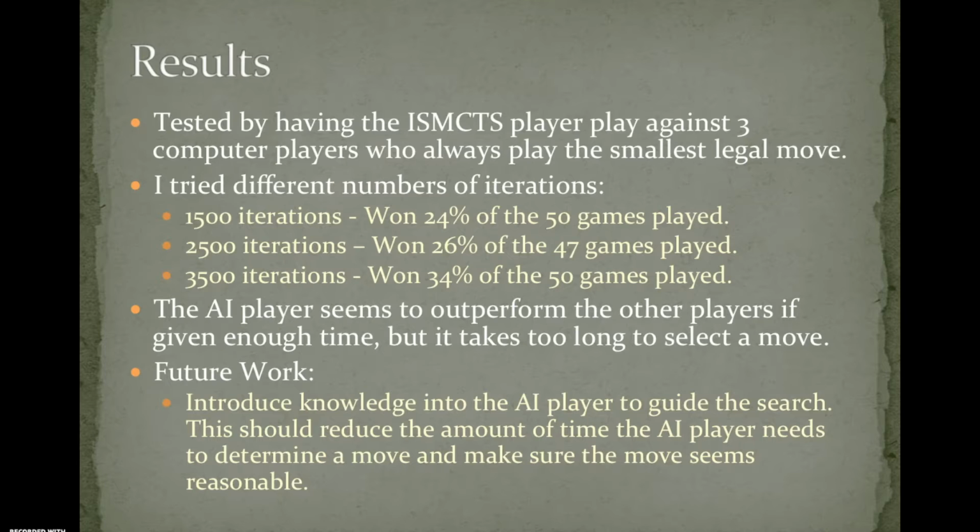For future work, I would like to try and introduce knowledge to help guide the algorithm. The AI player takes too long to select a move, on average 44.8 seconds at 3,500 iterations, which is too long for a human player to wait for the computer player to play. Introducing knowledge into the game about what cards other players are likely to have based on previous plays, or what cards are best to play in certain circumstances, may help the AI player make a decision in less time. I will now do a demonstration of my program.